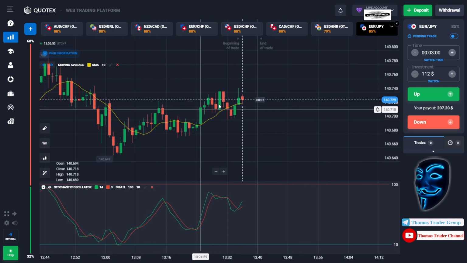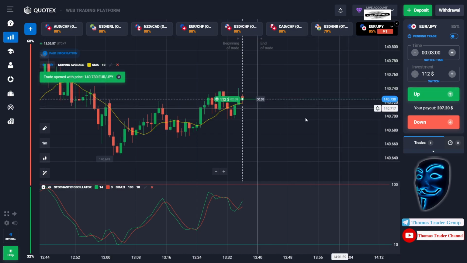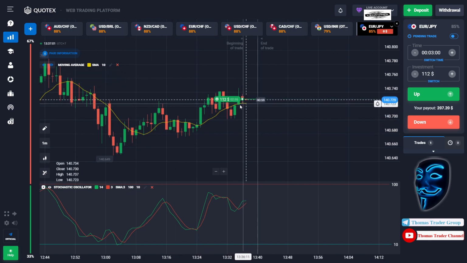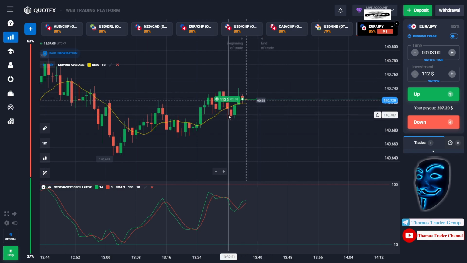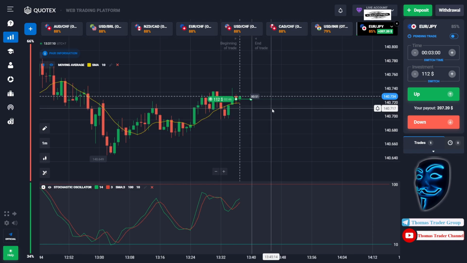And here, as you can see, the trend is going bullish. The market touched the moving average line. We can try to open buy for 3 minutes because I'm sure when the trend is going up, the market touched the moving average line, it will make a rebound and continue the bullish trend. Let's wait till the end of our trade.